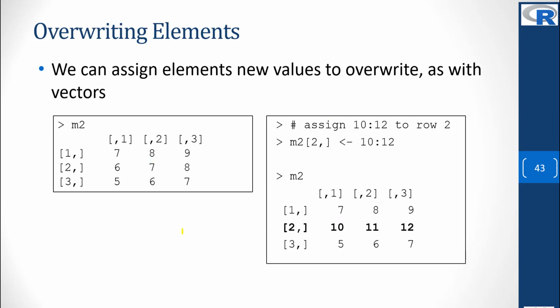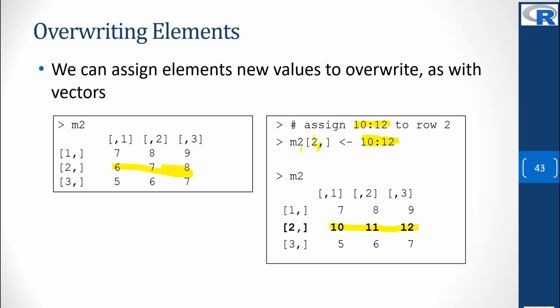As with vectors, we can assign new values to existing elements. So we've got M2 here, 3 rows by 3 columns. We want to assign a range of values to row 2. In other words, we want to replace the entire row 2's values. Using the assignment operator, you can see that we are saying use the second row, providing the comma, so it's going to use all the columns instead of defaulting to one, and we're assigning the range. And we need to match our values unless we want recycling to occur. So we've got 3 columns, so we're using 3 values, 10 through 12. And you can see here that it has replaced those values.